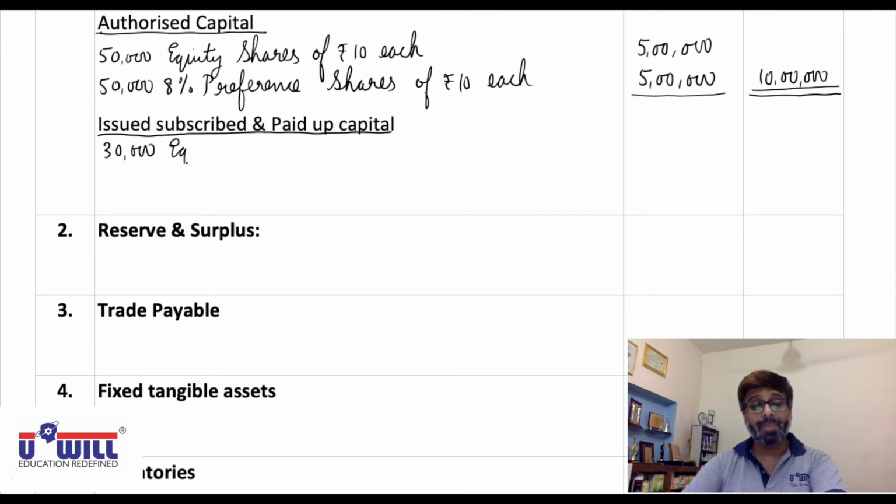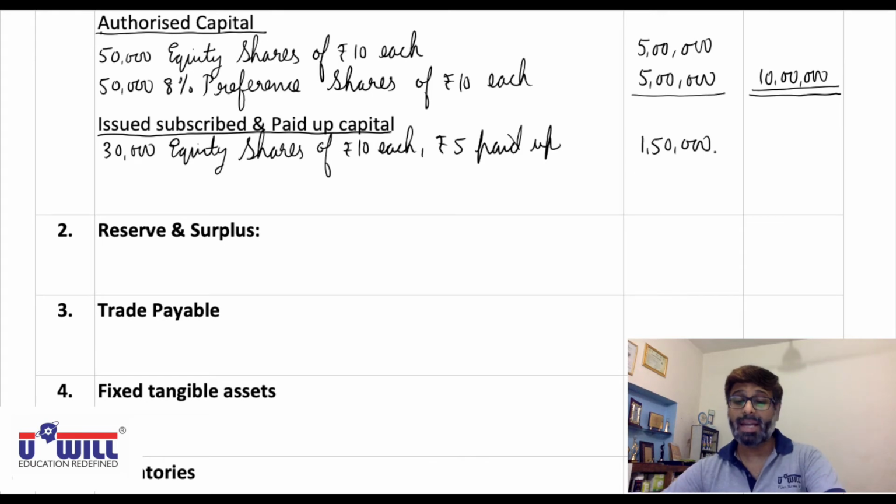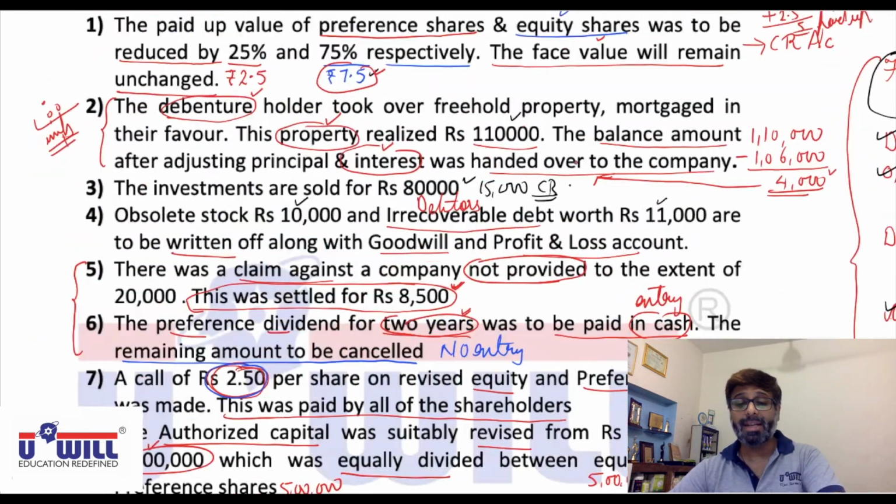So we'll write 30,000 equity shares of rupees 10 each. Face value remains the same, but rupees 5 paid up. Amount would be 30,000 into 5, 1,50,000. You can directly write it in the outer column. Generally the inner column is for call scenarios, but you can directly write it in the outer column. I repeat it once again. Listen carefully, or else of course you have the option of rewinding it.